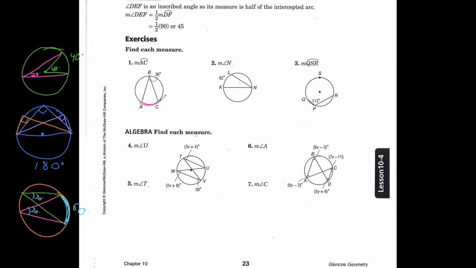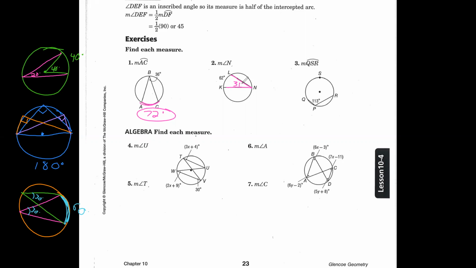So here they gave us the angle, so we're going to double that. This arc is 72. On number 2, they go the other way. They give us the arc. We want the angle. So we're solving for the angle this time. Well, the arc is 62. The angle is, let's half that.